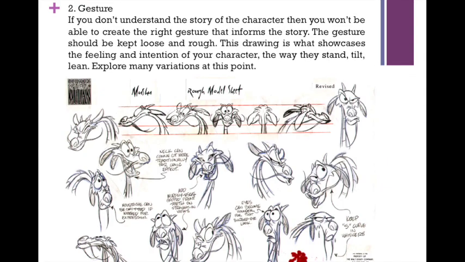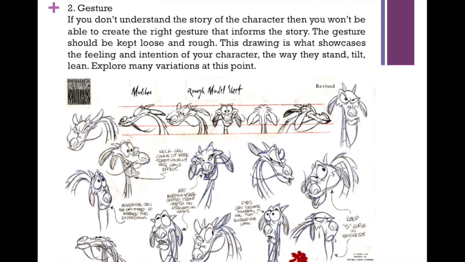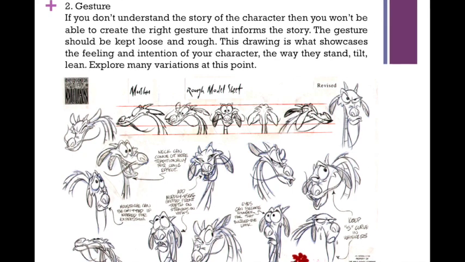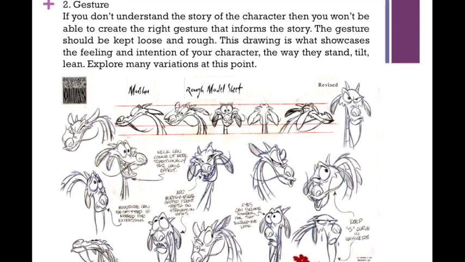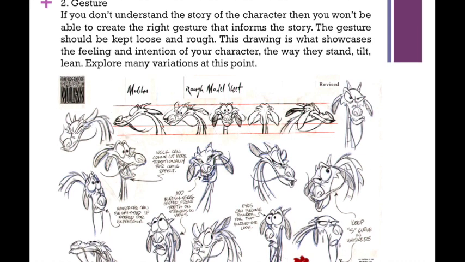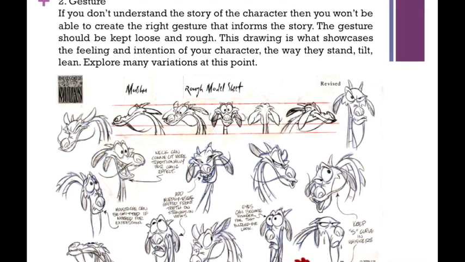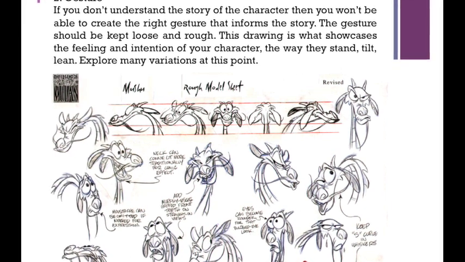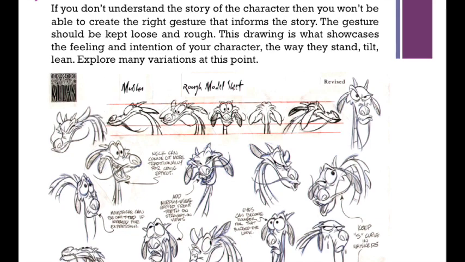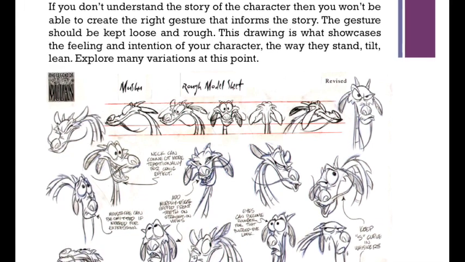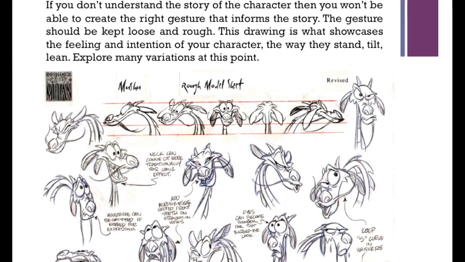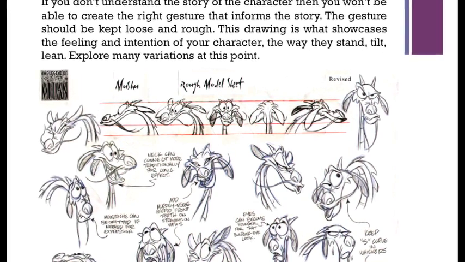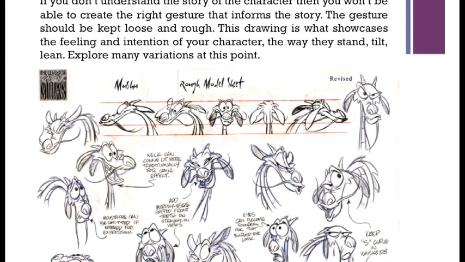Number 2 is gesture. Gesture in characters should be kept loose and raw. This drawing is what showcases the feeling and intention of your characters. So explore many variations, expose the characters using many variations of moving subjects. You need to use your rough sketches to create more, to follow your storyline. So the storyline is based on your rough sketches.